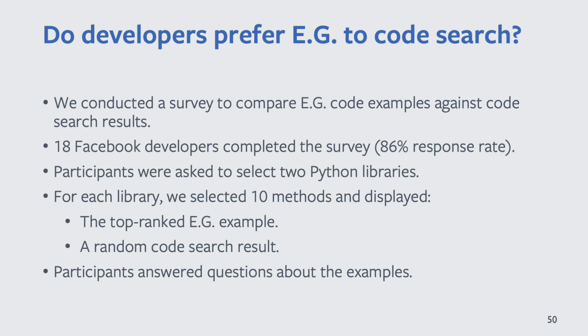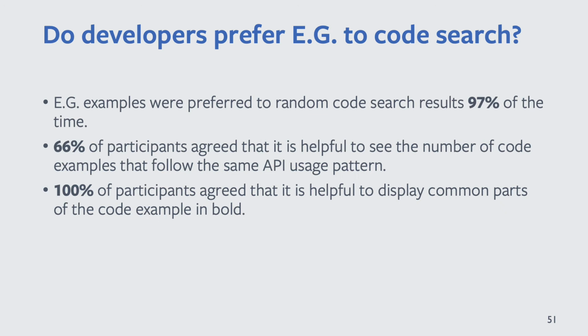Participants were asked a series of questions about the EG examples and the code search results. We found that overall, participants preferred EG examples to random code search results 97% of the time. We also asked a few questions about the specific features of EG examples. 66% of participants said that it is helpful to see the number of examples that follow the same API usage pattern, and 100% of participants said that it is helpful to display common parts of the code example in bold.